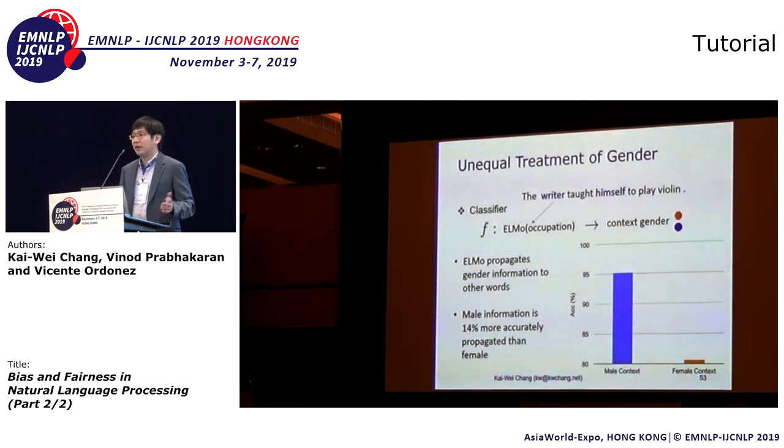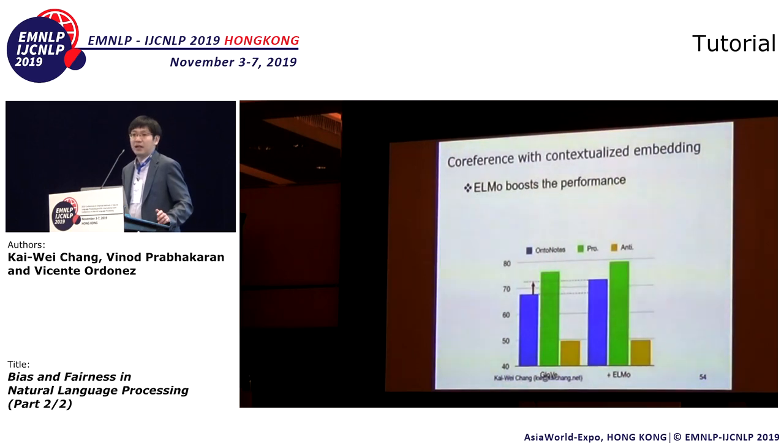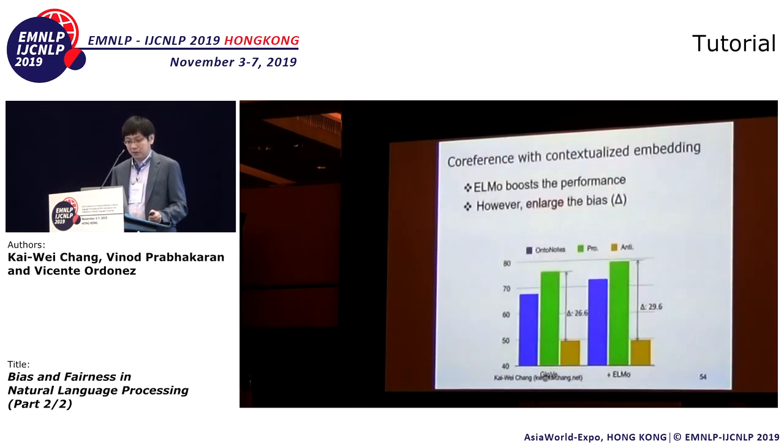Okay, so why is that a problem, right? The problem is that, again, when you add these contextualized embeddings to downstream tasks, like the coreference resolution I mentioned before, you can see that using this contextualized embedding, the model performs better. The performance is increased about 4 to 5%. But the gender gap is also increased. So the discrepancy between the stereotypical data set and the anti-stereotypical data set is also increased.